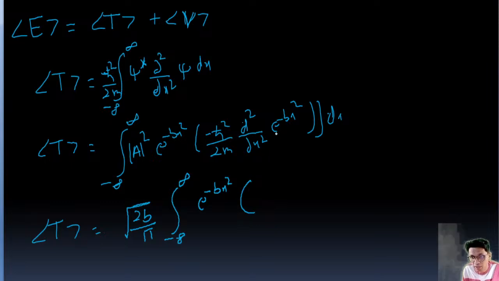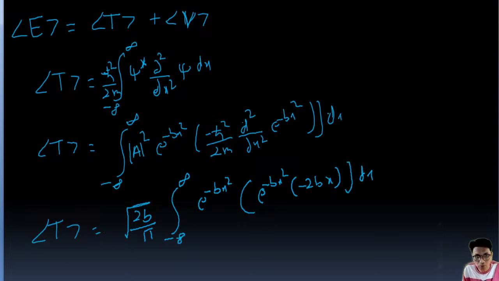So I will differentiate it, sorry. This is going to be e to the power minus bx square, so we know the differentiation, right? So we'll take it as t, and this is going to be minus 2bx, and dx is here. So again we'll find, it is going to be 2b upon pi, integration minus infinity to plus infinity.